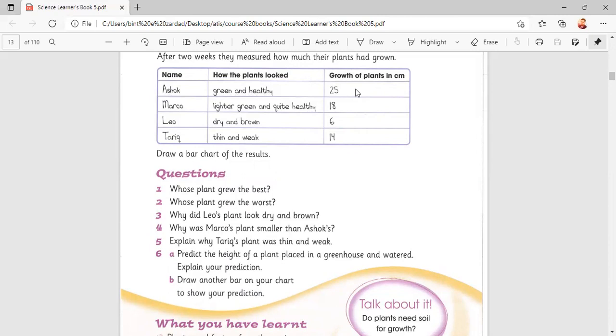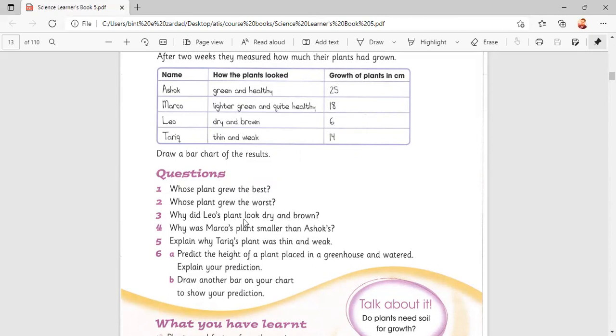After some time they check their plants. The results are like this. Ashok, green and healthy, 25 centimeters. Marco, 18, Leo 6 and Tariq is 14. Which plant grew the best? Obviously, Ashok's plant grew the best. Whose plant grew the worst? Leo, this one, 6 centimeters.